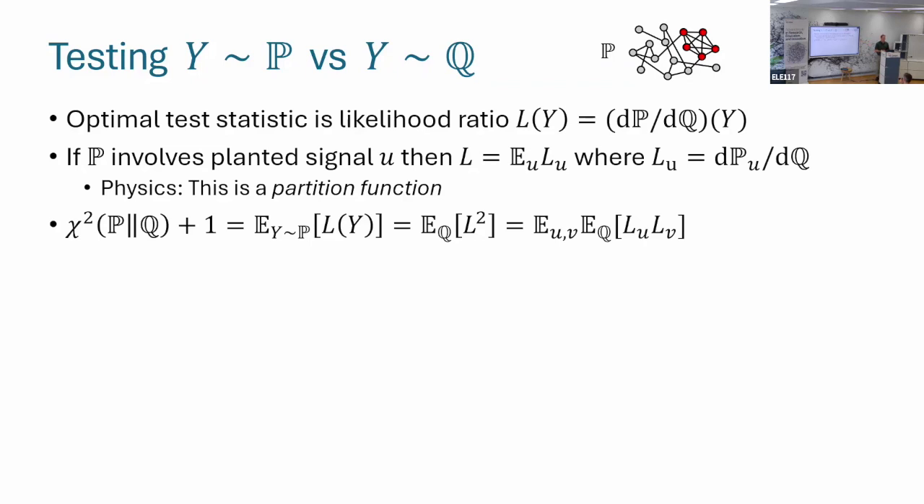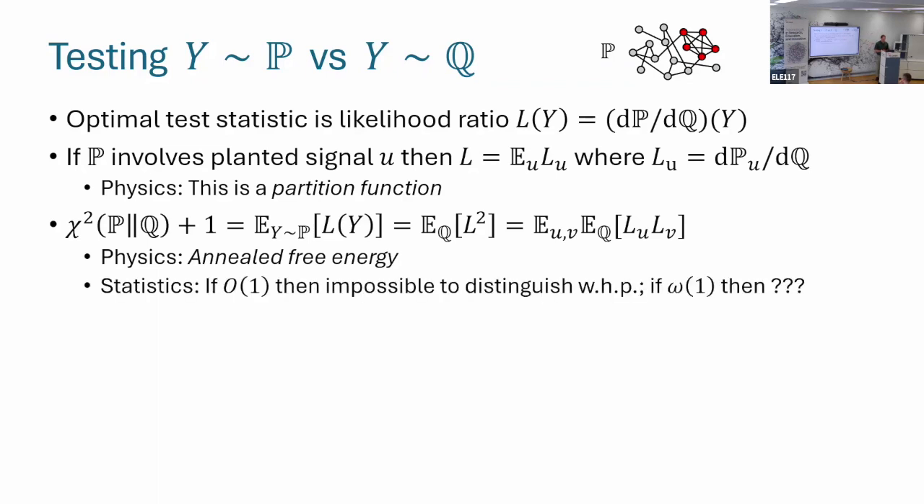Good so far? And in physics, I believe this would be called the annealed free energy, or maybe the logarithm of this would be the annealed free energy, I suppose. And in statistics, it's well known that if this thing remains bounded as n goes to infinity, so we're always imagining the limit of large graphs, the graph size n goes to infinity, and we want to succeed with high probability, that is, probability tending to 1 as the graph size goes to infinity.